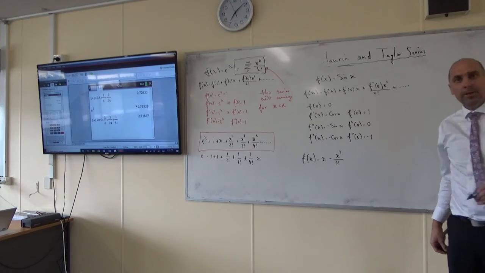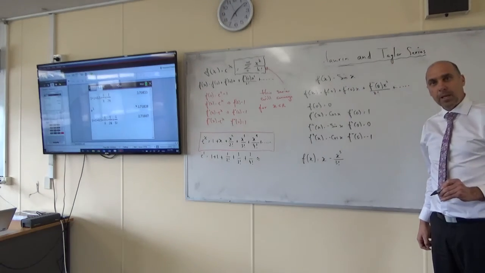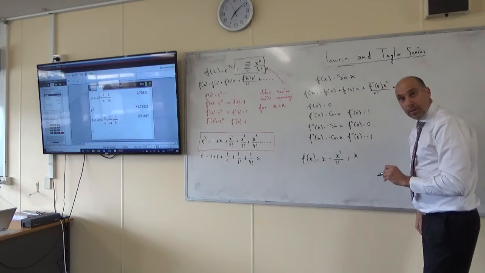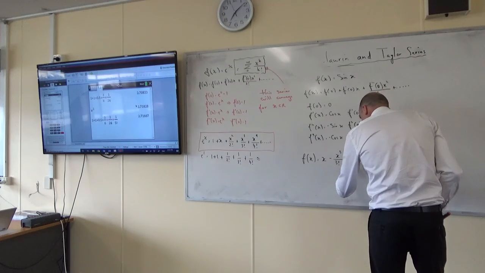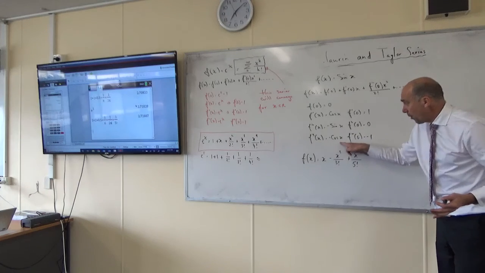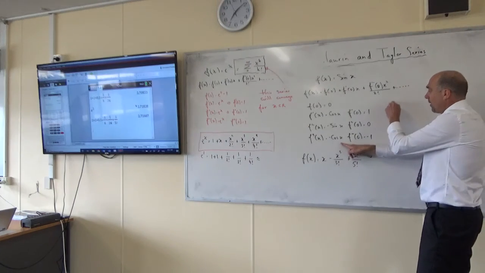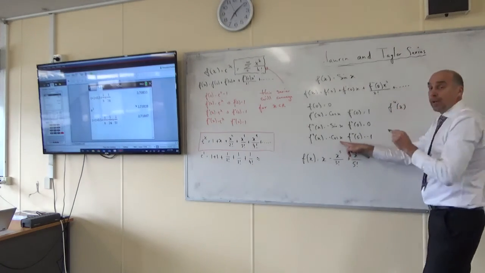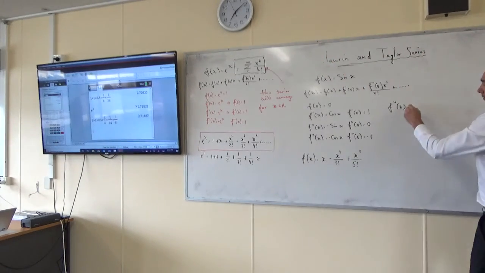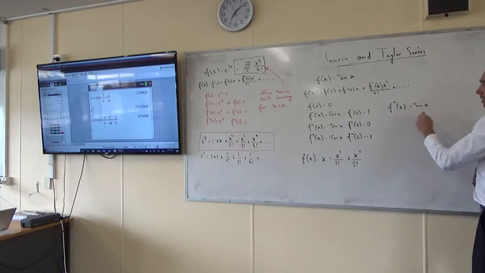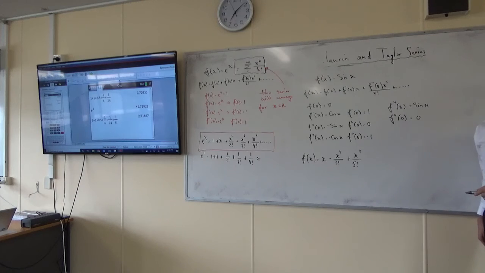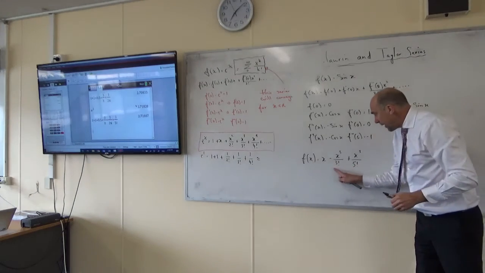What's the next term, Xavier? Plus x to the power of 5 on 5 factorial. Why not x to the power of 4? Because if we differentiate cos, we get minus sine. We're going to end up with the fourth derivative being sine x. What's the fourth derivative? 0 is 0. That's why that's disappeared. That's why we only have odd powers.